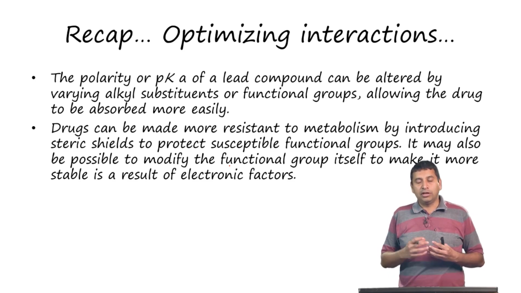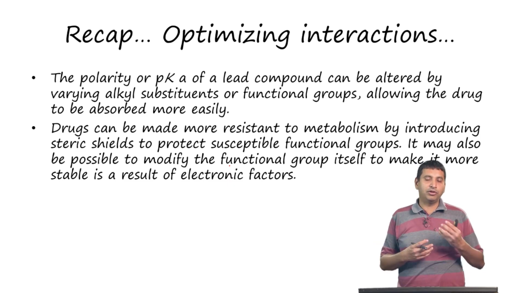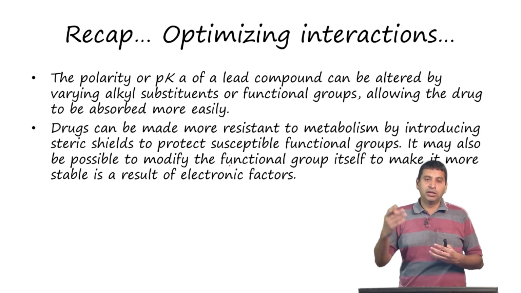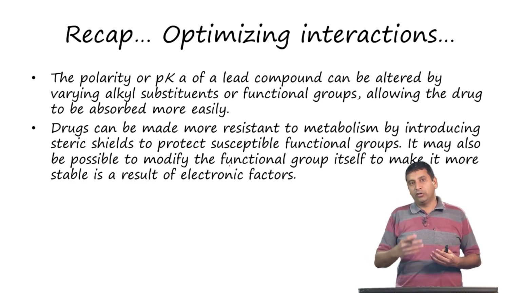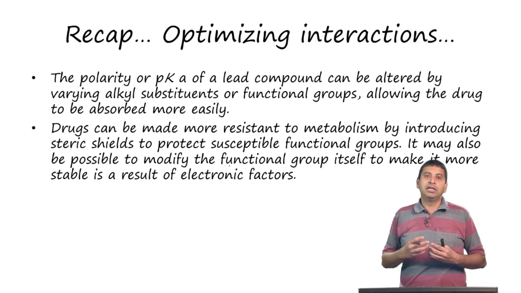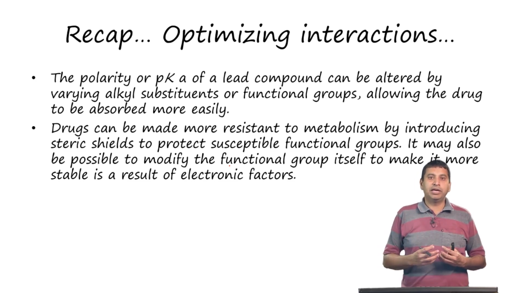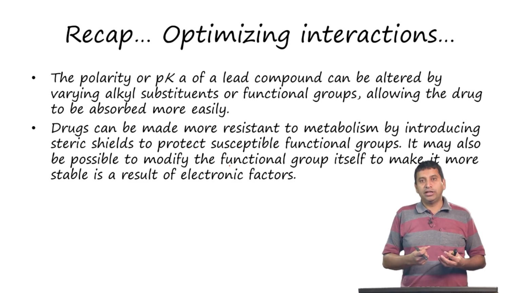Here we have looked at a number of concepts that are going to be important. For example, the polarity or the pKa of the lead compound. If you have a carboxylic acid in the lead compound, the pKa of the carboxylic acid, or an amine, the pKa of the amine, whether it is able to get protonated or not, all these things are going to be important, and one can modify this by varying the alkyl substituent or functional groups. This allows for the drug to be absorbed more easily.